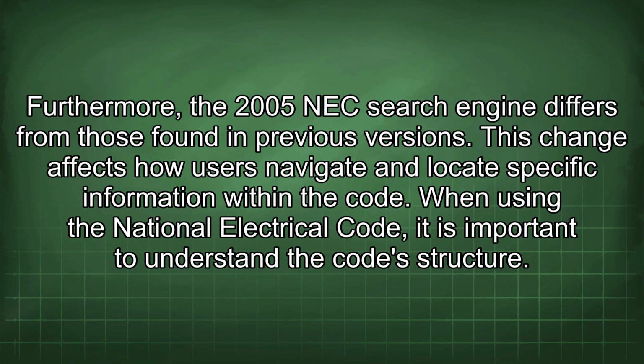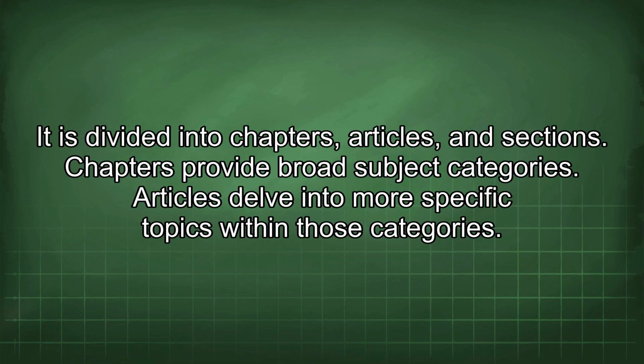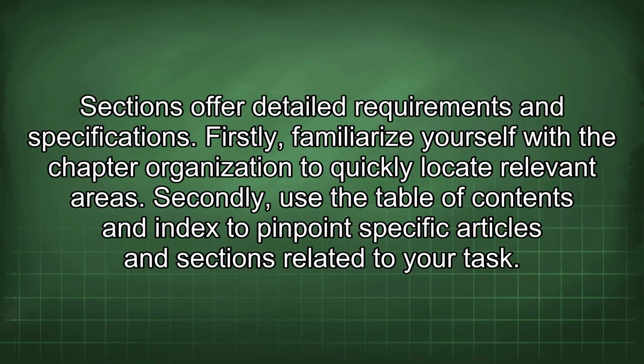When using the National Electrical Code, it is important to understand the code structure. It is divided into chapters, articles, and sections. Chapters provide broad subject categories. Articles delve into more specific topics within those categories. Sections offer detailed requirements and specifications. Firstly, familiarize yourself with the chapter organization to quickly locate relevant areas. Secondly, use the table of contents and index to pinpoint specific articles and sections related to your task.